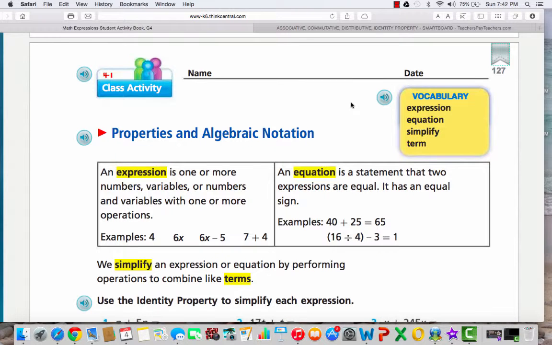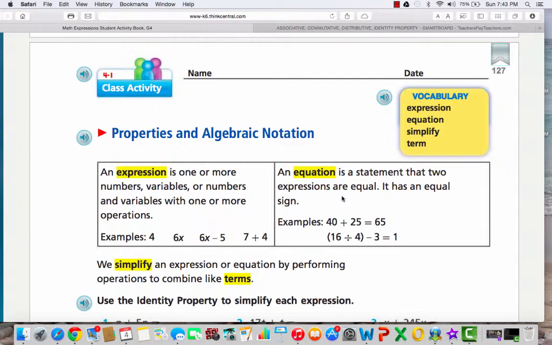So if you look at this, you have 6x, which actually means it's a number and a variable, and the operation would be multiplication. 6x minus 5, that means we have two numbers and one variable and two operations, because you would multiply 6 times x and then you would subtract 5. And then the last one is 7 plus 4, so you have two numbers plus your operation.